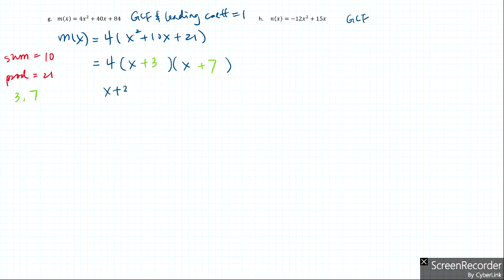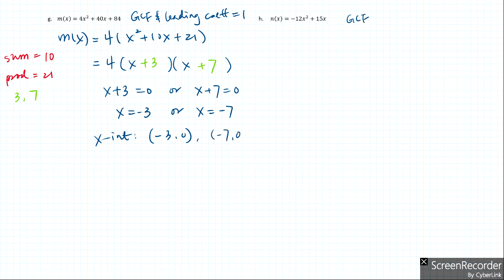To find the x-intercepts, we set each factor to be 0. Again, 4 cannot be 0, so we more or less just leave it alone. We don't have to do anything with it. And we get 2 x-intercepts: (-3, 0) and (-7, 0).